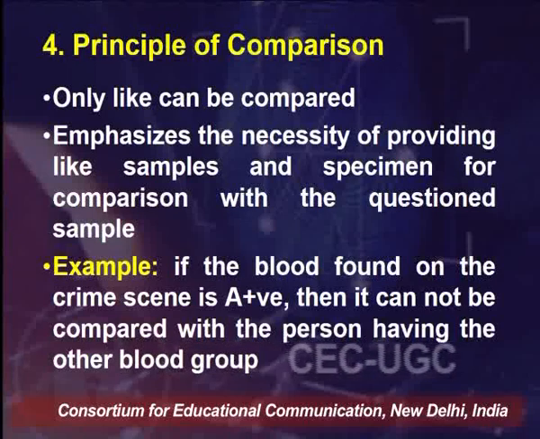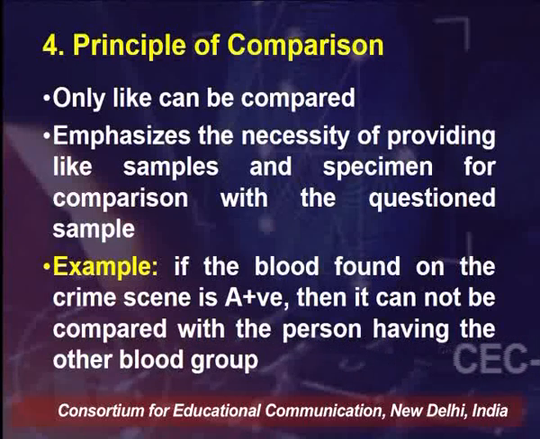For example, if the blood found at the crime scene is A positive, then it cannot be compared with a person having another blood group. A person having A positive blood group can be compared with the same person having the A positive blood group. Similarly, B positive can be compared with the B positive blood group. If the blood group doesn't match, then there is no need of continuing the analysis or going for the DNA typing, as the blood group is a class evidence, and if it is not matching, then we can go and look for other suspects. Similar can be compared with similar.